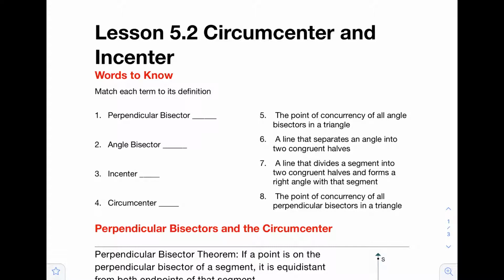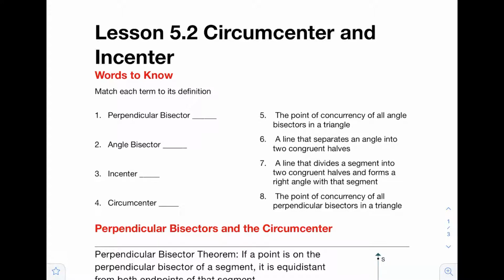Hi and hello. In this next lesson, we're going to cover two more centers of a triangle. They're called the circumcenter and the incenter. Before we define those two terms, we're going to touch on a couple of old definitions again. We're going to revisit what a perpendicular bisector is and what an angle bisector is. So let's start with the perpendicular bisectors and the circumcenter.